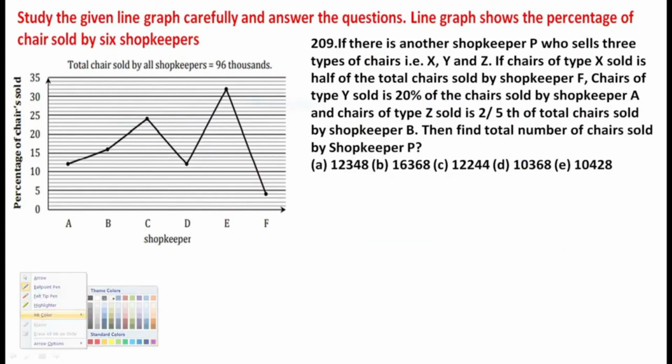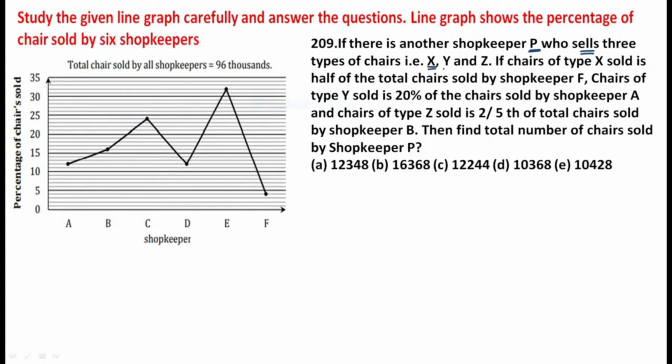The next question here. There is another shopkeeper P who sells three different types of chairs X, Y, Z. Now, chair of type X is a fraction of the total chairs sold by shopkeeper F. You already know that shopkeeper F sells exactly 4% of 96,000. But the value of X, of this information, means he sells exactly 2%. Now, you just consider the percentage value.